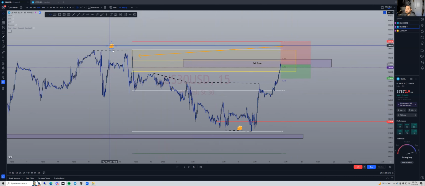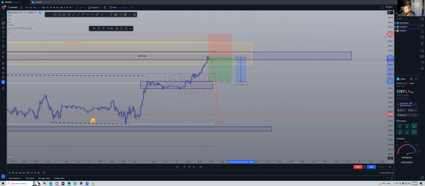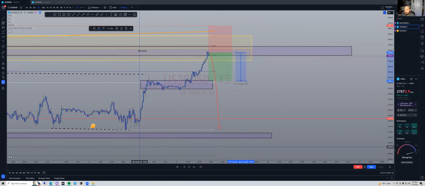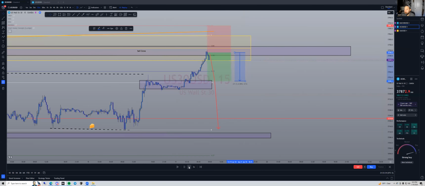Just for reference, we're on the 15-minute time frame. That is 211 pips, not 200 pips. Pretty good. We're in sales, so let's go. Fast forward. Bam, bam, bam, right into our TP area.